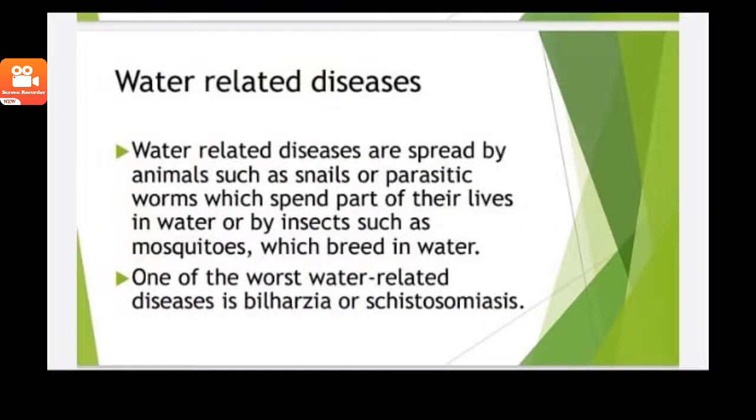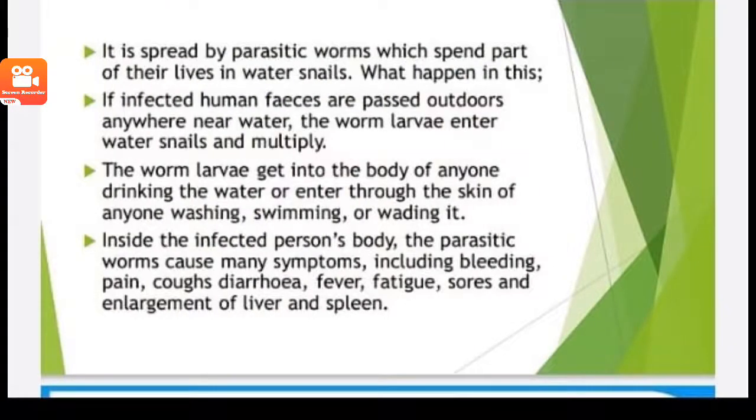Water-related diseases are another type of disease. Basically, they are spread by animals such as snails or parasitic worms, which spend part of their lives in water, or by insects such as mosquitoes, which breed or multiply in the water. One of the worst water-related diseases is bilharzia or schistosomiasis. It is spread by parasitic worms, which spend part of their lives in water snails.